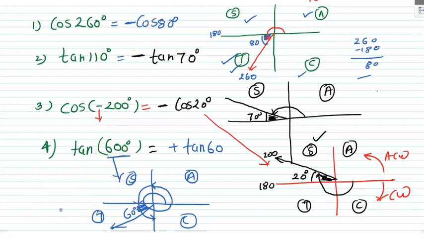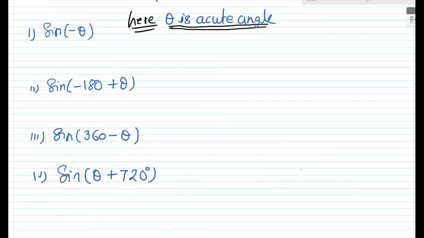Okay, now I'm going to give you another four questions that you need to try. So you need to try these angles where theta is an acute angle, and you need to find the values in terms of trigonometric ratios.